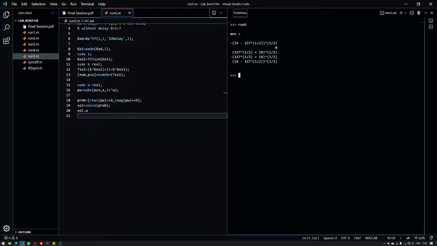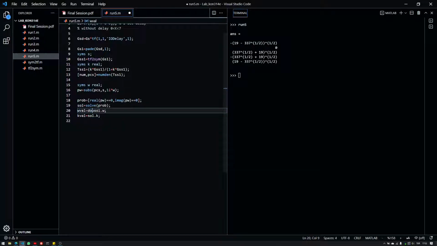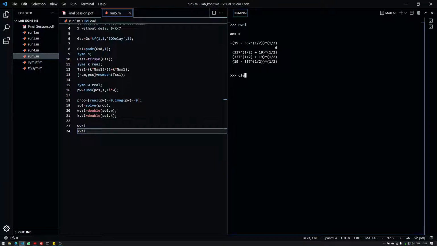And of course, we have many solutions, but one of them is basically negative. The other one seems to be negative. So both negative ones should go because omega should be positive by definition. So let's see. We have also k val, dot k. Maybe we should also convert it into double. There we go. So omega val and k val. Now we can see negative, negative, they should go.